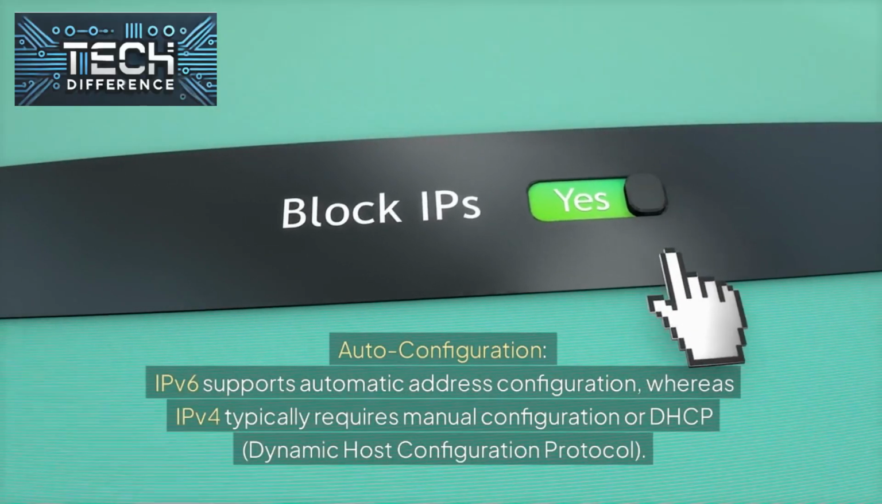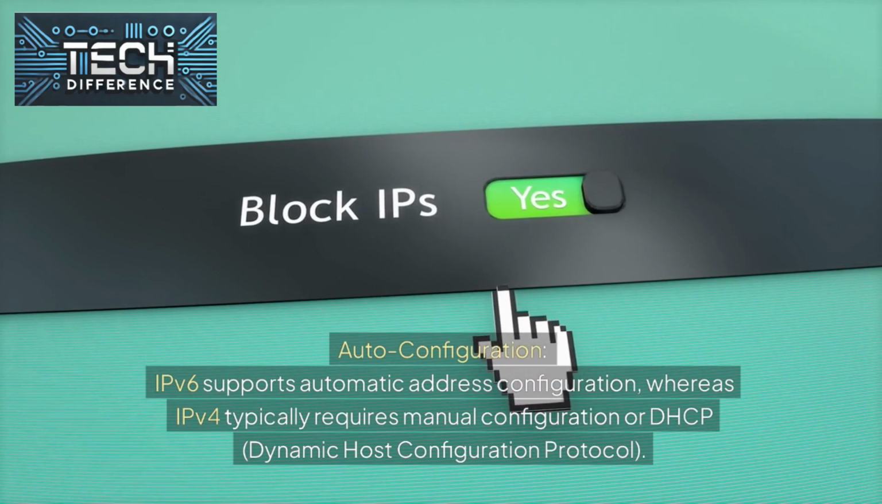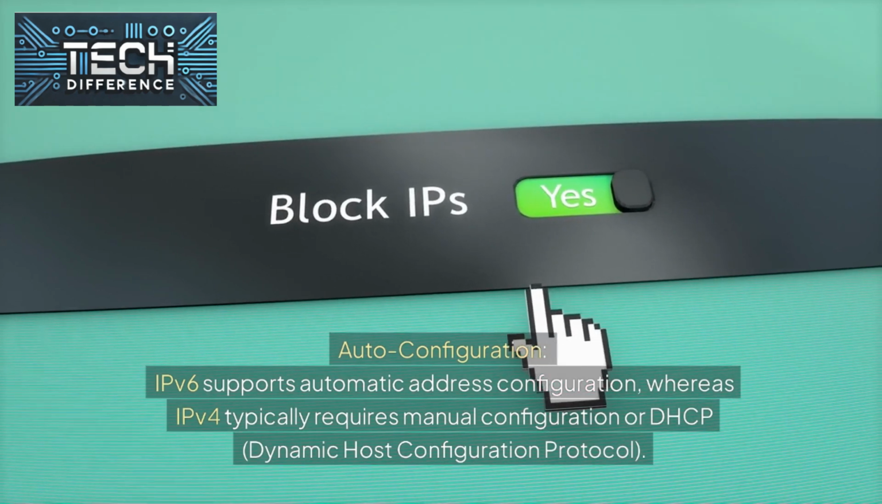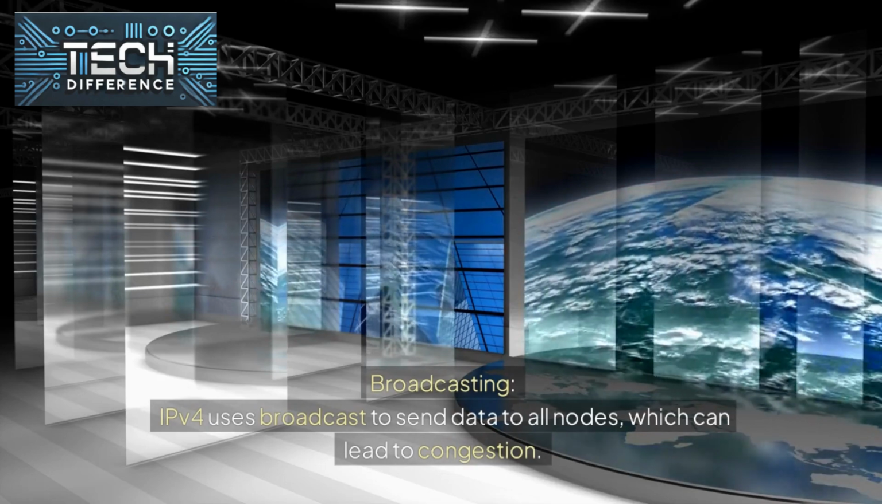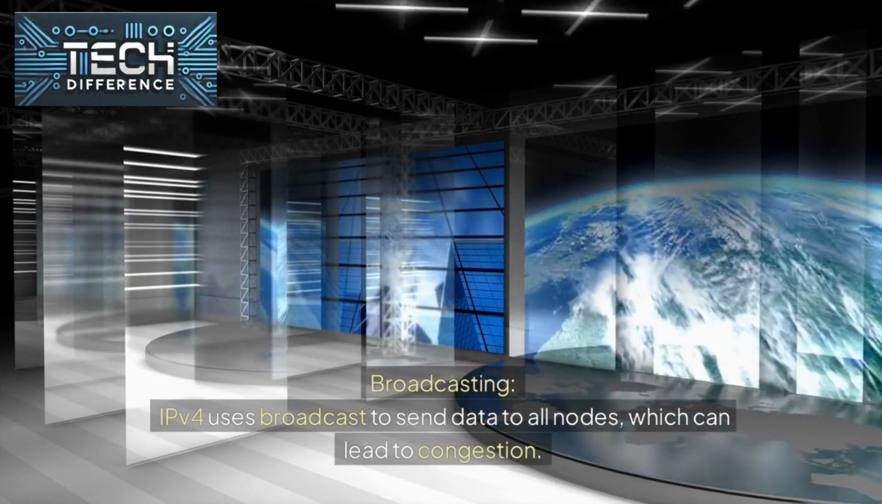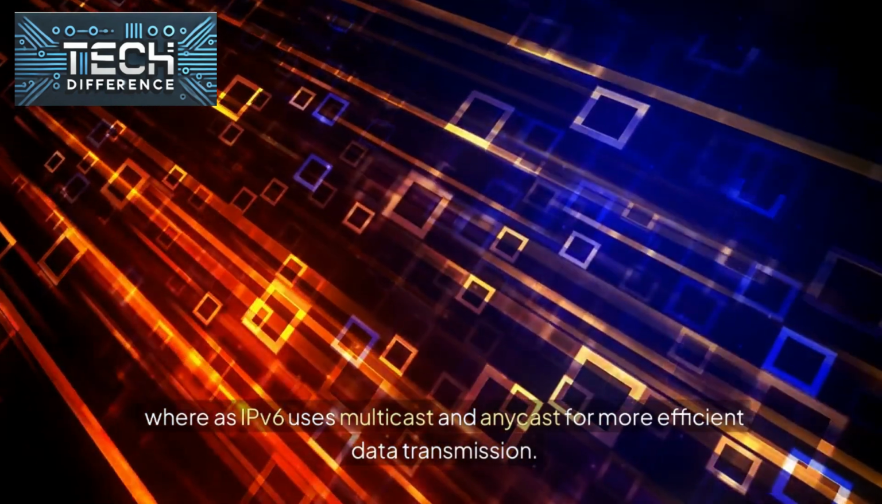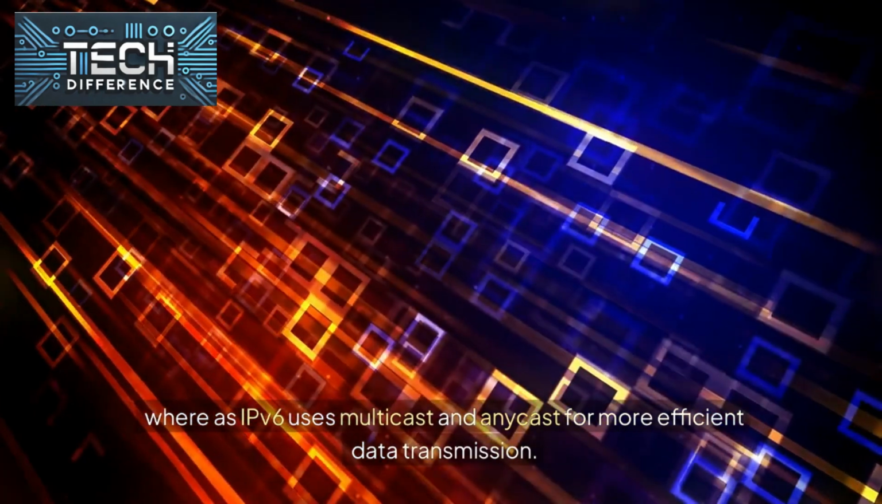Auto-configuration. IPv6 supports automatic address configuration, whereas IPv4 typically requires manual configuration or DHCP, Dynamic Host Configuration Protocol. Broadcasting. IPv4 uses broadcast to send data to all nodes, which can lead to congestion, whereas IPv6 uses multicast and anycast for more efficient data transmission.